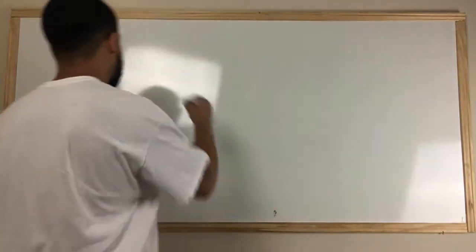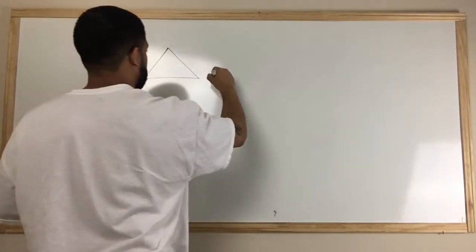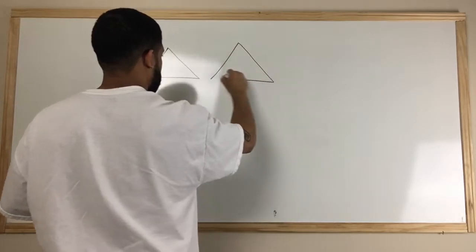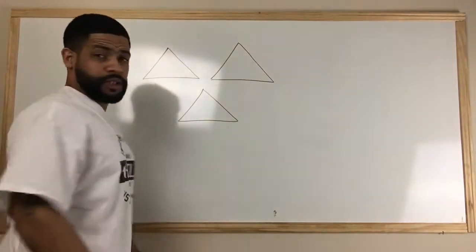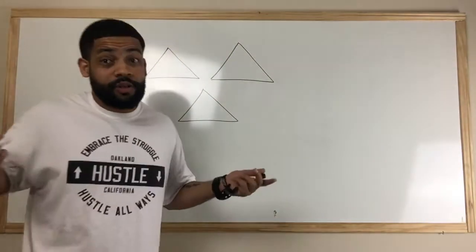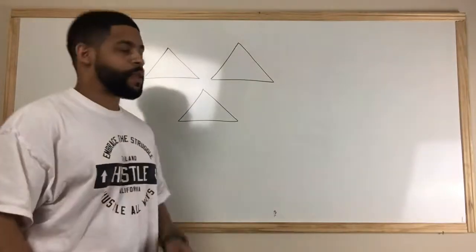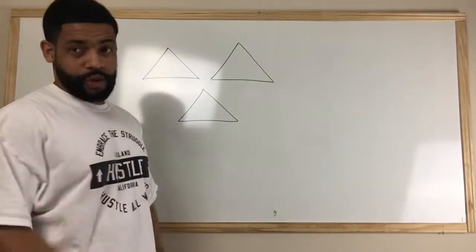Okay, so if I have, let's do a different shape this time. We're going to do triangles. I have 3 triangles. And once again, we're going to pretend that they're all the same size because I'm not a machine and I can't draw them all the same size free-handed. So I have 3 triangles now.